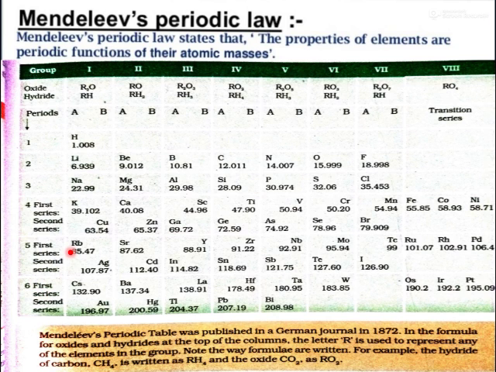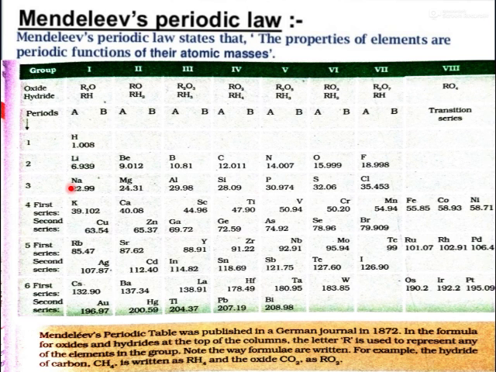As I told you, elements were arranged on the basis of their atomic masses and their physical as well as chemical properties. But there are many chemical properties, and out of those, Mendeleev took only 2. First, how elements react with oxygen, that means how they form oxides, and second, how elements react with hydrogen, that means how they form hydrides.